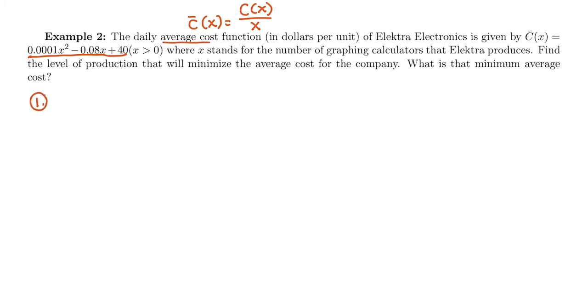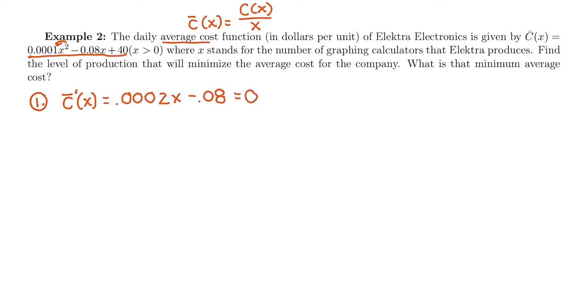We're going to do our two steps. First step is going to be to take the derivative of C bar. So we're going to call it C bar prime. And we're going to bring down the power. We're going to have 0.0001 times 2 is going to be 0.0002x. And then the derivative of negative 0.08x is negative 0.08. And the derivative of plus 40 is 0. It's a constant. We're going to set that equal to 0.